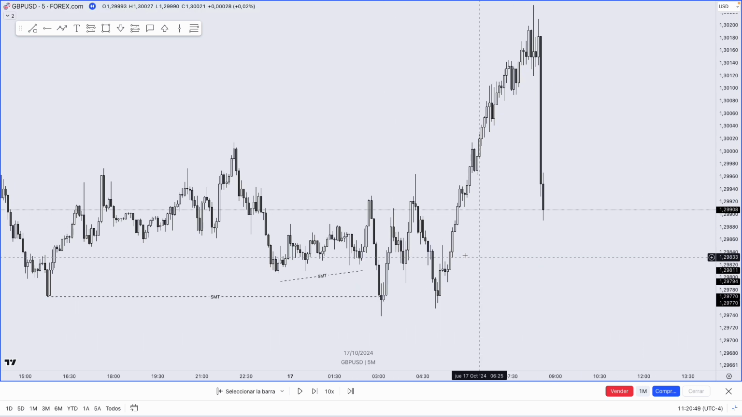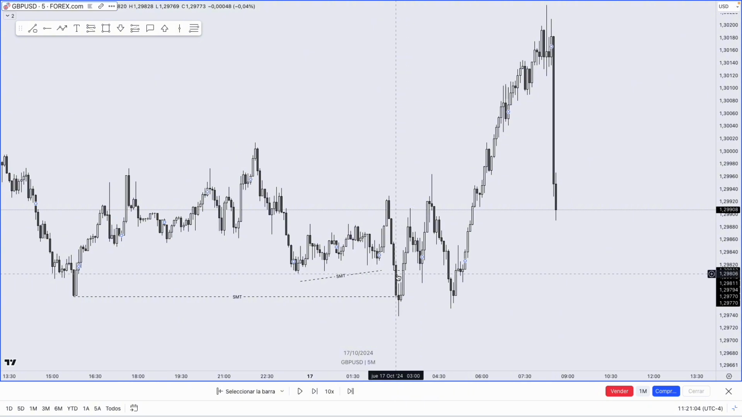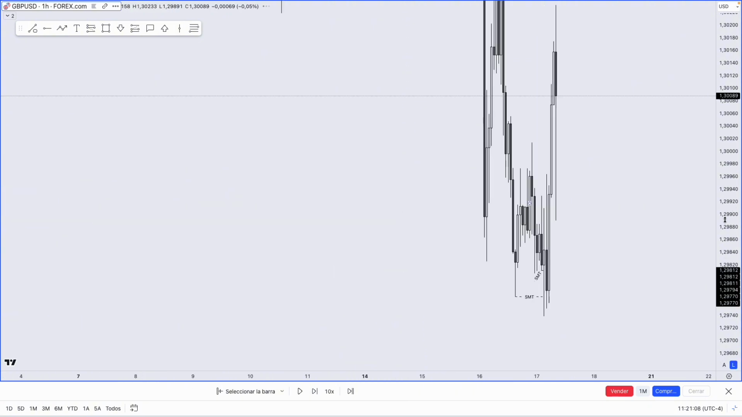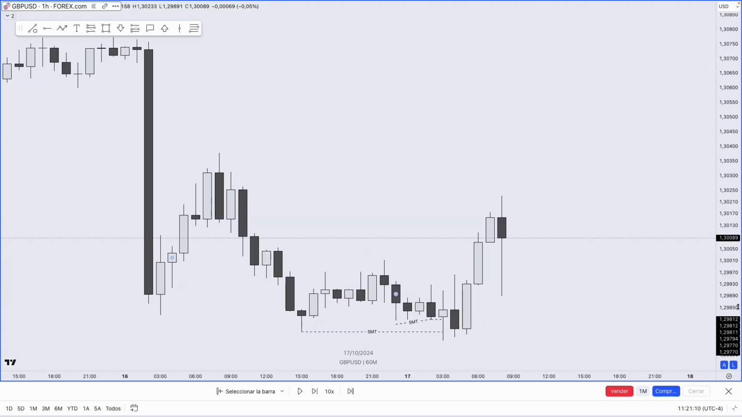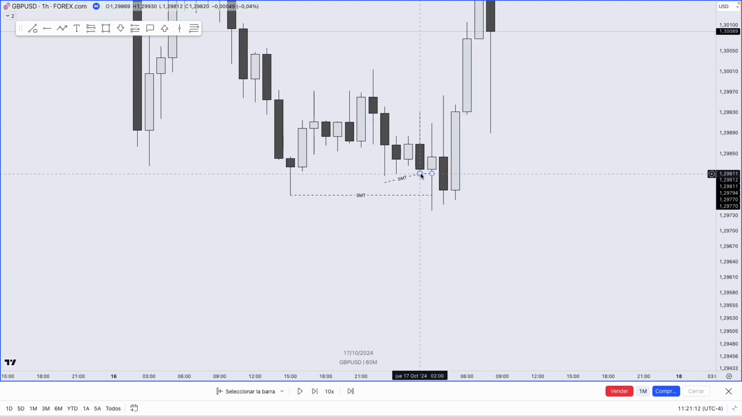If you follow me on Twitter, you'll see that I use a time-based entry model, which in this case would be at 3 a.m., to take the previous candle low, which was this one here. So when we take this low, it means that in the 1 hour chart, price is taking the previous candle low, and in this part is when I start looking for buys.